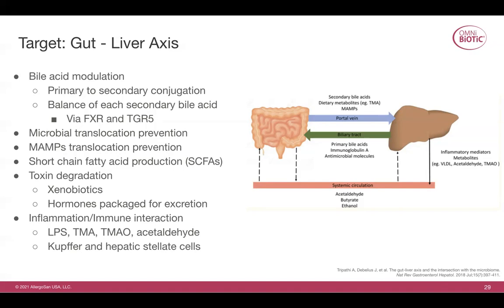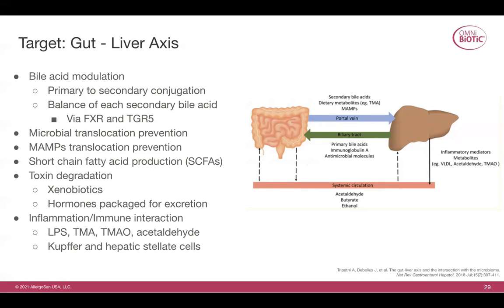We also know that xenobiotics and steroid hormones are conjugated and packaged for excretion in the feces. Bacteria in the gut produce an enzyme called beta-glucuronidase that deconjugates these products. They free them up for recirculation and reabsorption.